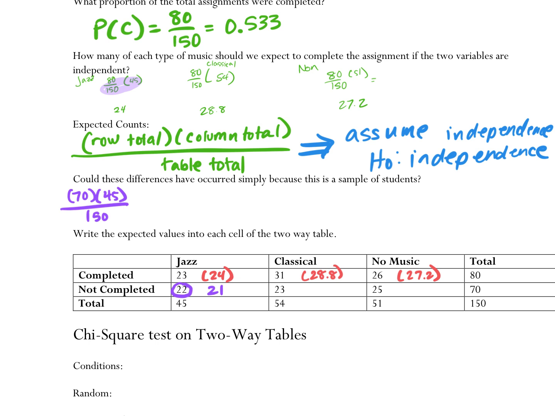So this one, I would imagine 25.2, but someone should double check that one for me. That would be 70 times 54 over 150. But I would bet it's 25.2. It's up by 1.2, down. So, and then this one, 23.8. Okay.